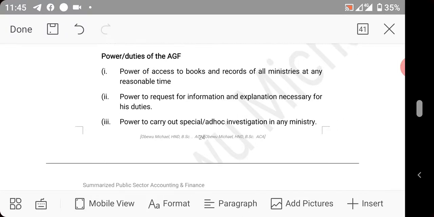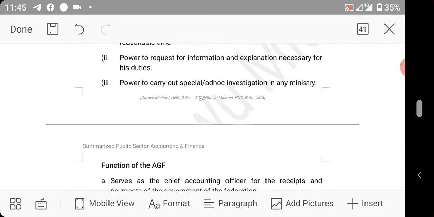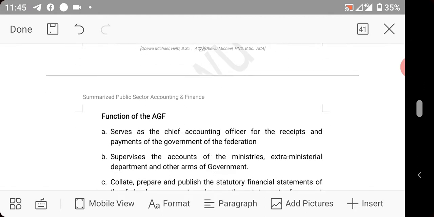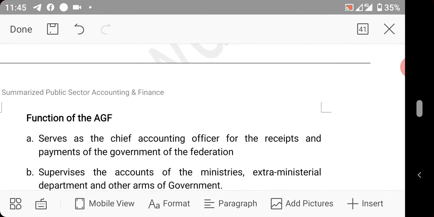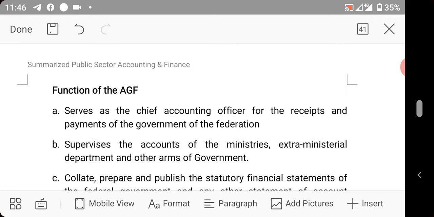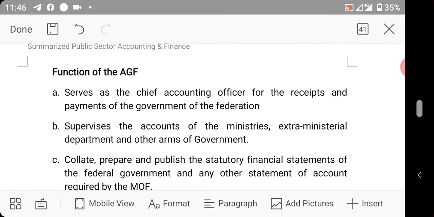The next one is power to carry out ad hoc investigation. He can investigate any issue he suspects in the ministry. Now, the functions of accountant general for the federation, I would identify four, but in my note, I provided more than four, so you can read that up. So the accountant general serves as the chief accounting officer of the what? Receipt and payments of the government of the what? Federation.